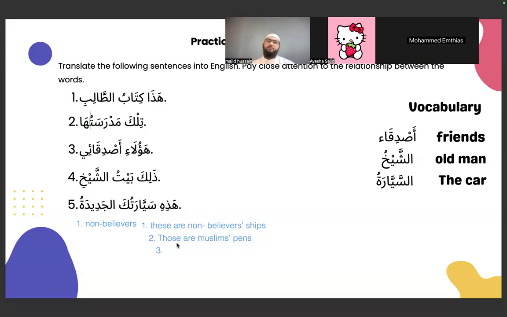Brother Muhammad can do the second one, inshallah, to translate into Arabic. And sister can do the first one. These are non-believers' ships. So what do we call ships? Safina. So haulai kafiruna safina. No. The first, translate Safina, then Kafir, then this one, these.